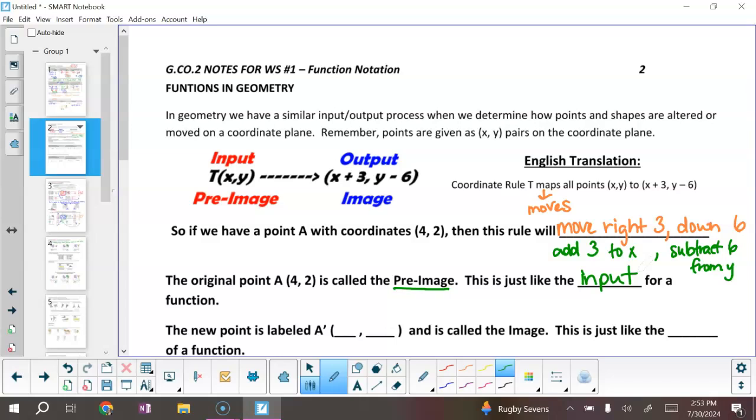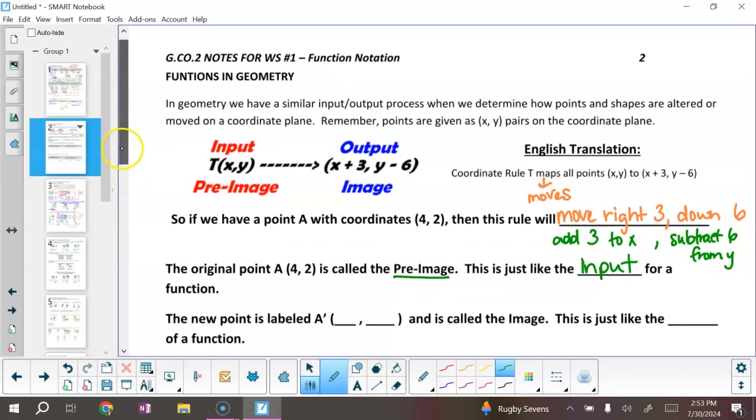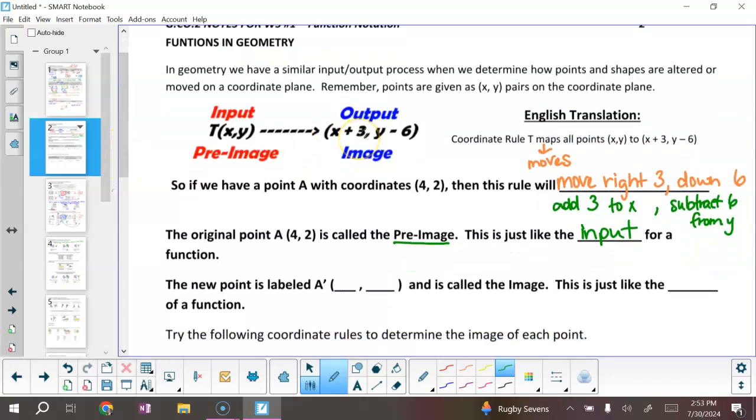So that's what would make it look like the input, like what we put into our equations on the backside there. The new point, so if we use this rule that we have up here, and we take 4 plus 3, we get 7, and we do 2 minus 6, that's going to give me negative 4. That's going to be called your image. That's where the point goes to. So that's going to be a new location on the graph. That would be what we got out of it, so it's going to be like the output.